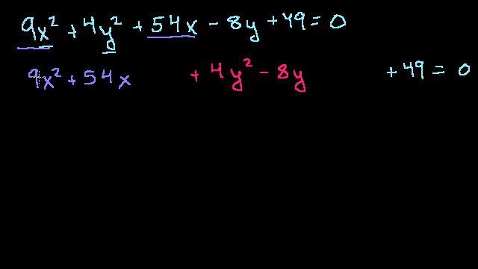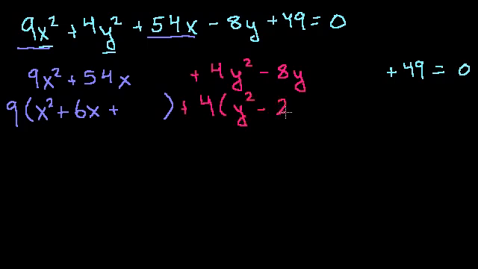The easy thing to do when you complete the square is this: it's very clear we can factor a 9 out of both of these numbers, and we can factor a 4 out of both of those. So let's do that, because that'll help us complete the square. This is the same thing as 9 times x squared plus 6x, since 9 times 6 is 54. I'm going to add something else here, but I'll leave it blank for now. Plus 4 times y squared minus 2y. I'm probably going to add something here too, so I'll leave it blank for now. Plus 49 is equal to 0.